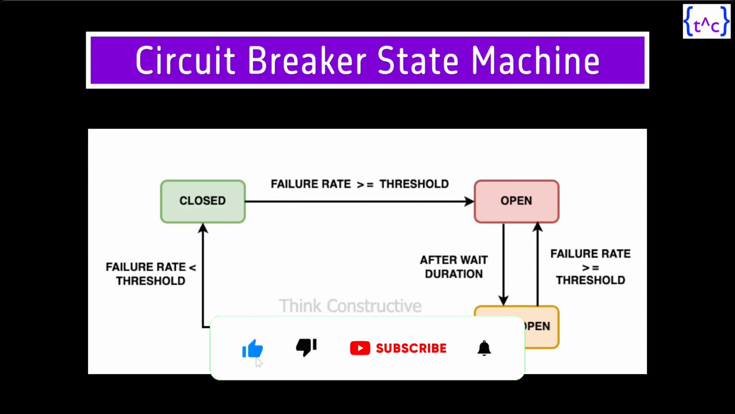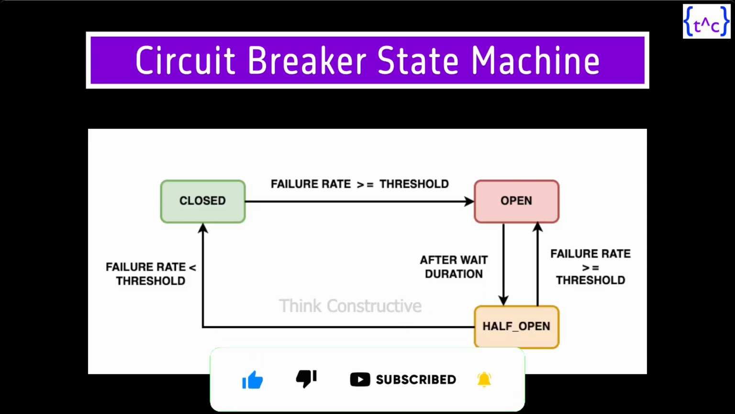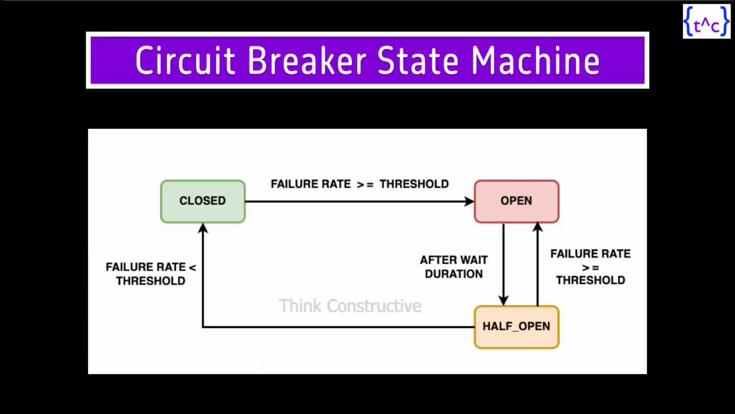So the terms you are seeing here, failure rate, threshold, half open, and wait duration, we will be defining in our implementation. So hold for a moment, first understand the concept and then I'll show you how to define all these parameters in our code. Okay, so let's say the calls which are coming to post service start failing. So failure rate will start increasing, and the moment this failure rate becomes greater than or equal to threshold, my circuit will become open. That means its state changes to open.